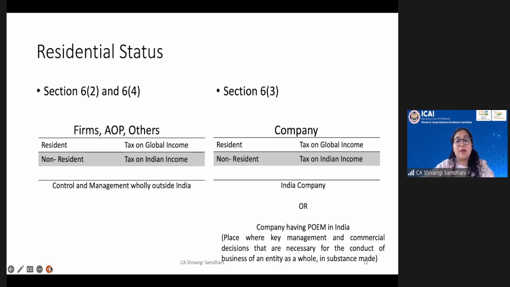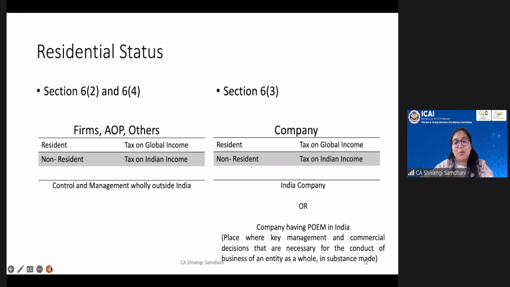Talking about residential status of a company, again, it is a widely discussed topic. Companies can also be bifurcated into two, resident and non-resident. The condition remains the same with regard to the scope of income. How can we understand whether a company is resident or non-resident? There are two conditions. Number one, if it is an Indian company, then 100% it is a resident. A company which is incorporated in India is a resident company, no matter what. But a foreign company, however, having place of effective management in India, is also a resident company. Now, this concept of POEM is very much discussed.